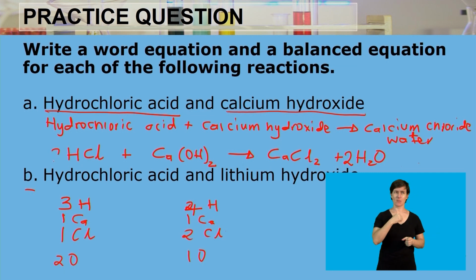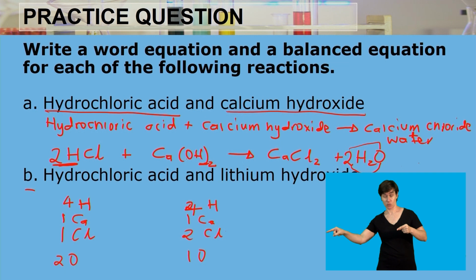So if we put another 2 there, we notice that on the right-hand side, on the left-hand side, we have 2 hydrogens. And remember, we also have the other 2 hydrogens there. So 2 plus 2 is 4. So the hydrogens are going to be 4 on either side. Now, that 2 is going to affect the oxygen. We now have 2 oxygen on the right-hand side, and we still have 2 oxygen on the left-hand side because of that 2. So the oxygen is going to balance on the right-hand side.